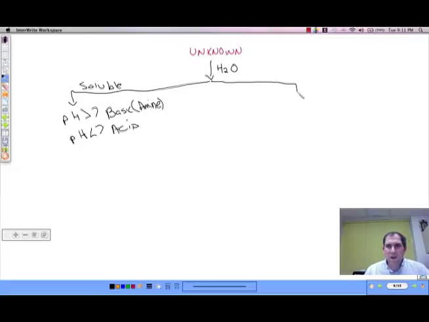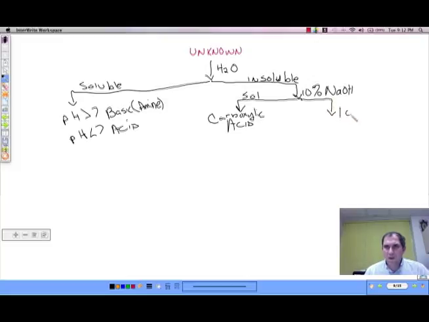But what happened if it was not soluble? Insoluble. Then we want to check this in 10% NaOH. We get a split. Over here this will be the soluble side. And if it's soluble, it's an acid. Carboxylic. And then over here, we want to test it now in 10% HCl.